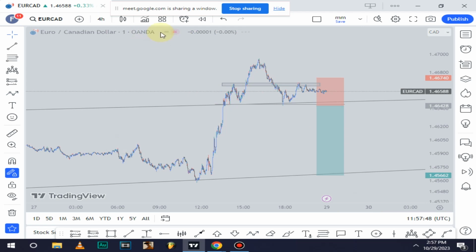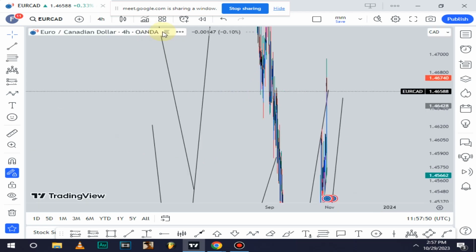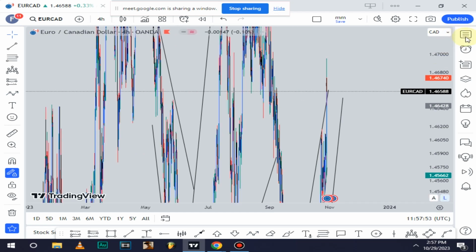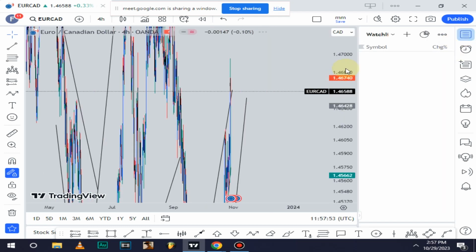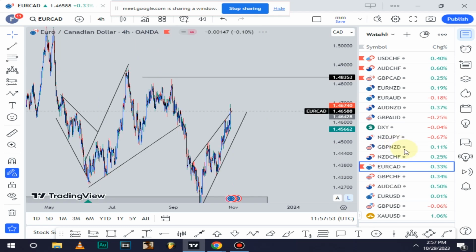So I should add Euro Card to my watch list. Then let me go and see what's happening with the USD Card. Guys, I don't like trading USD Card. I have a bad history with that pair. Every time I execute, it hits my stop loss. So I usually avoid that pair.